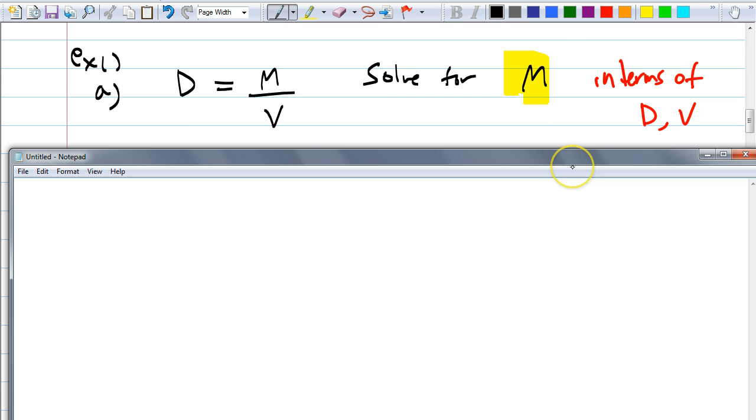Okay. Take a look at this example 1. It says example 1a. We have d is equal to m over v. And it says solve for m in terms of, of course, d and v. Those are the other variables.